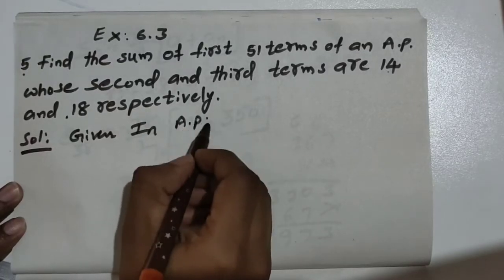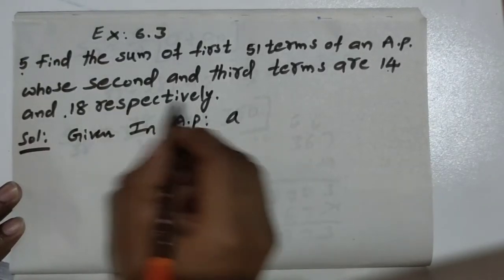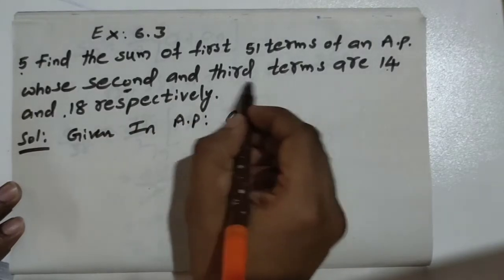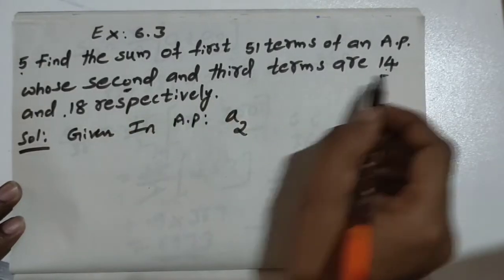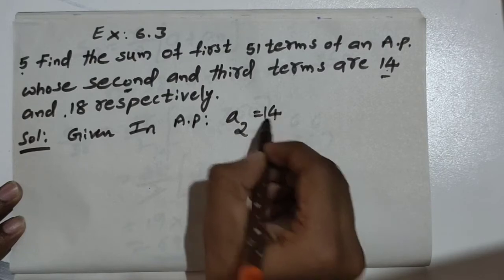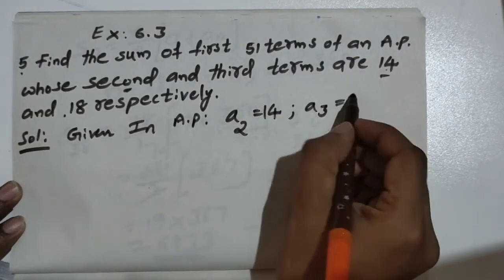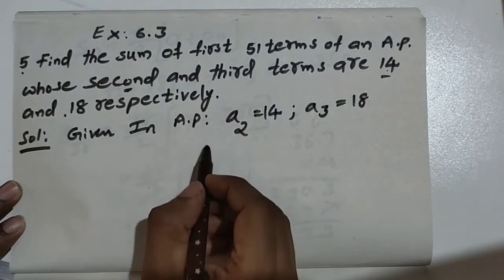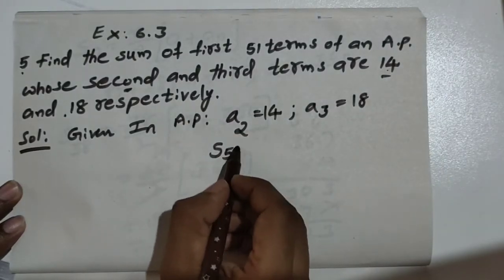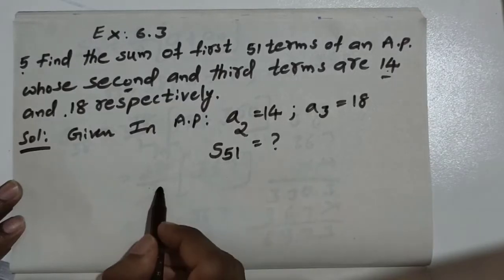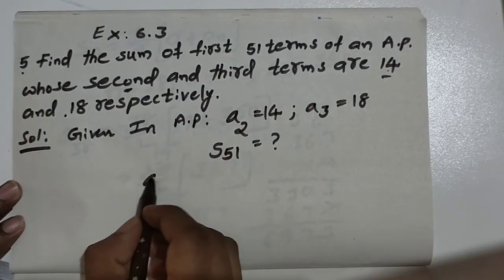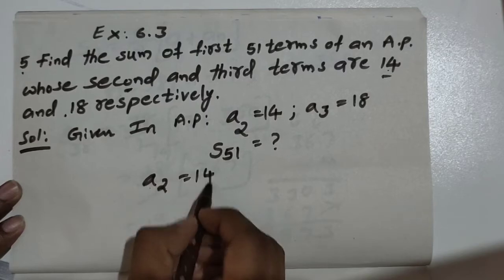In an AP we have second term and third term. Second term is 14 and third term is 18. We have to find the sum of 51 terms. Now here A2 is equal to 14.